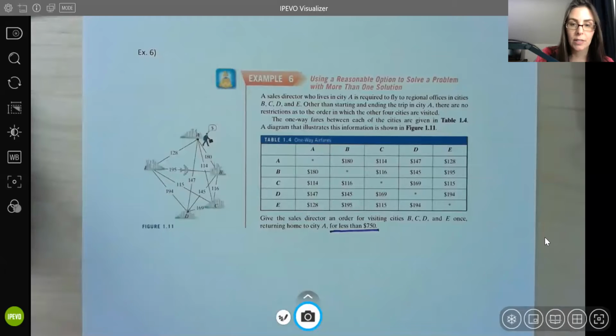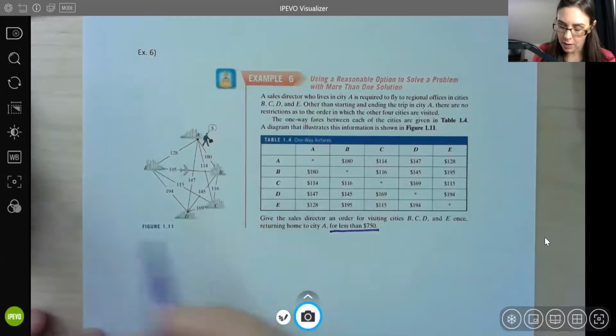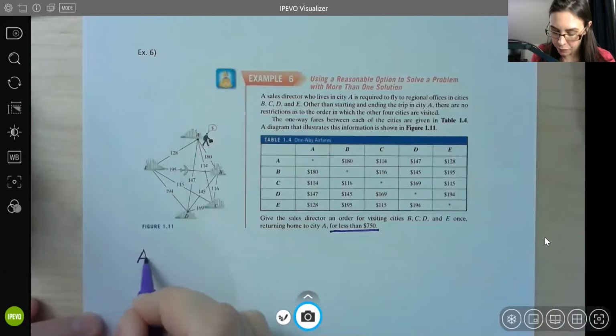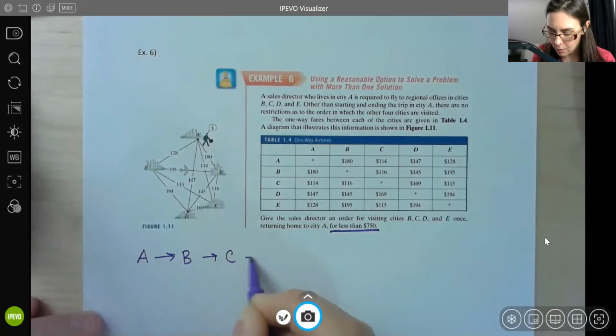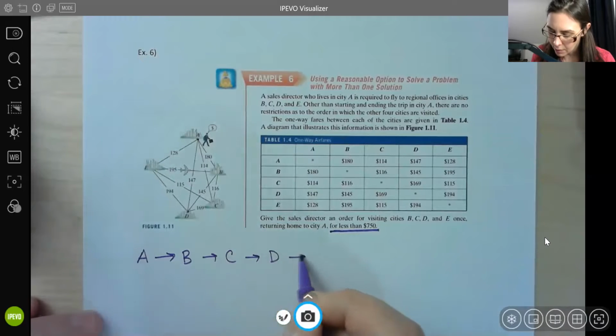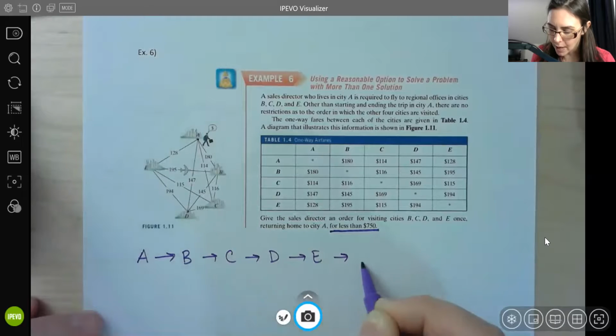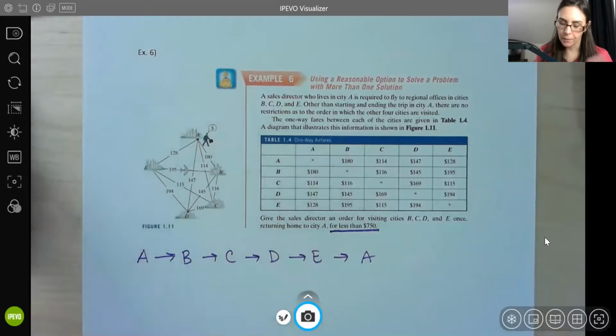So there's a few ways you can do this. So one is you can just try it out. So maybe you pick something like this. Maybe you just guess. And you say, okay, I'm going to start in city A. Then I'm going to go to city B. Then I'm going to go to C. Then I'm going to go to D. Then I'm going to go to E. And then I'm going to go back home to A. So I'm just going to guess. I'm going to go right in order.